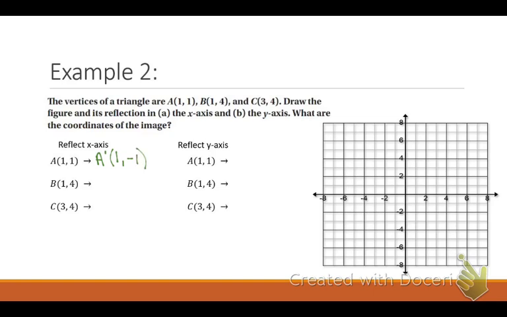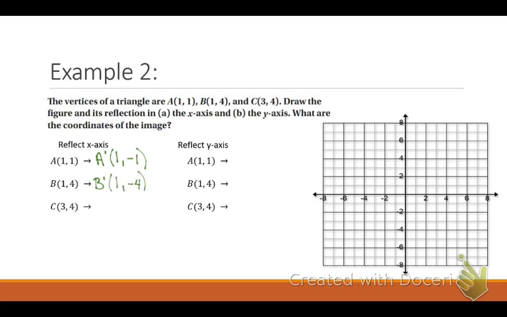All right, for B, I want you to do B and C now, reflecting across the x-axis. What is going to be the new point B? Someone raise your hand and tell me. Gabe? 1 and -4. Perfect. 1, -4. And what is point C? Kennedy, did you get it?